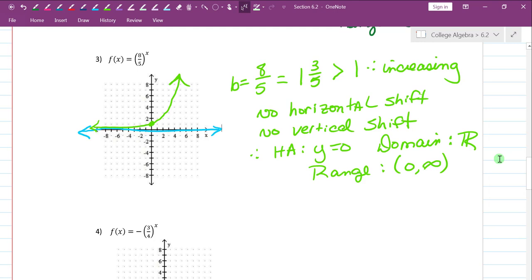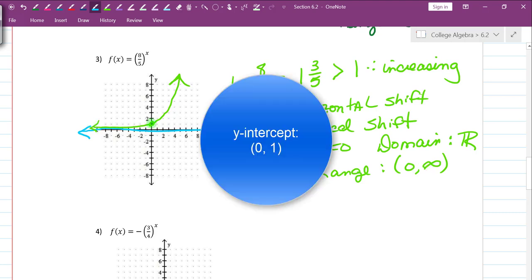Welcome back. So here's the correct picture right here of the graph. B is 8/5, which is 1 3/5, which is greater than 1. Therefore, we have an increasing function. We have no horizontal shift. We have no vertical shift. Therefore, our horizontal asymptote is still the x-axis. And our domain is all real numbers. Our range is all positive real numbers. And our graph then goes through the y-intercept. I didn't write that down. The y-intercept of 0, 1.